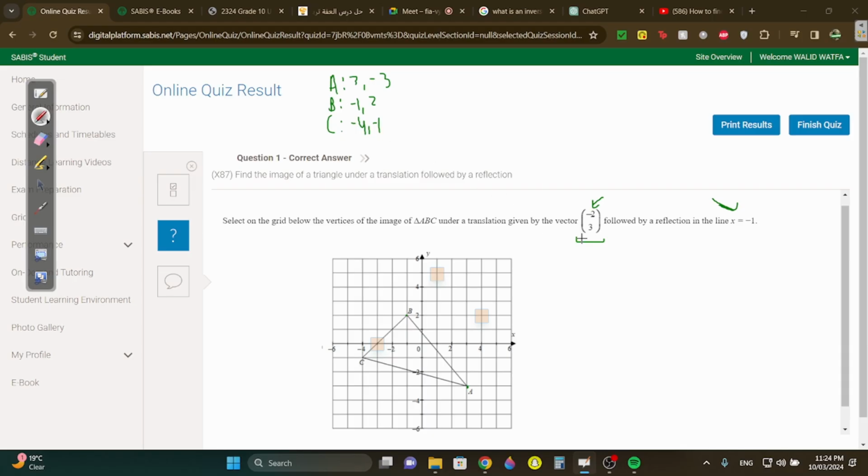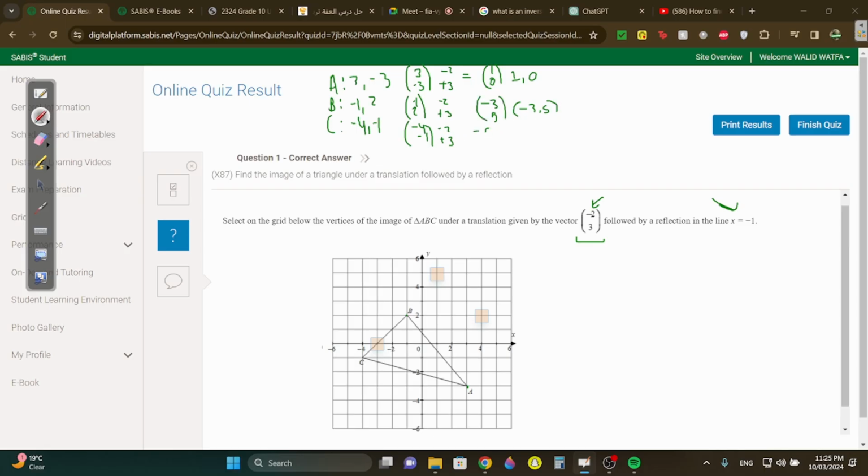We have B at -1, 2, and we have C at -4, -1. Okay, so let's apply the translation -2, 3. Let's write it like this to make it easier. Oh, you can't put the fraction, you're not allowed. Let's write it like this. And this is -1, 2, and -4, -1. Okay, and we have -2 plus 3, -2 plus 3, -2 plus 3. This you get 1, 0, which is 1 comma 0. This you get -3, 5, which is -3 comma 5.